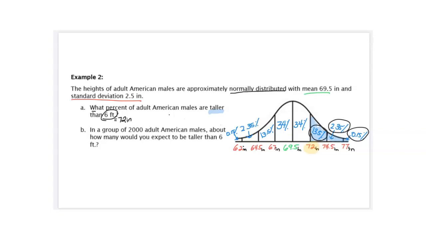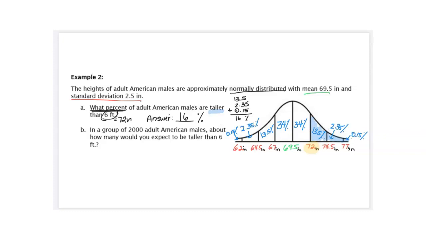And notice that our question is what percent? So our answer will be blank percent. So if we add those up, we have 13.5 plus 2.35 plus 0.15. That gives us 16%. So our answer is 16%. 16% of adult American males are taller than 6 feet, according to this data.